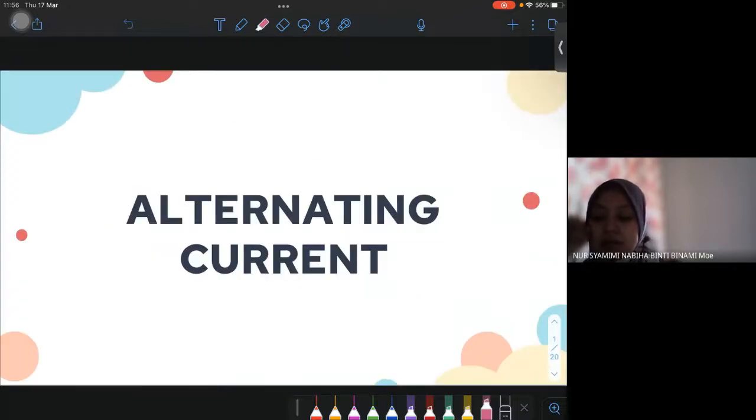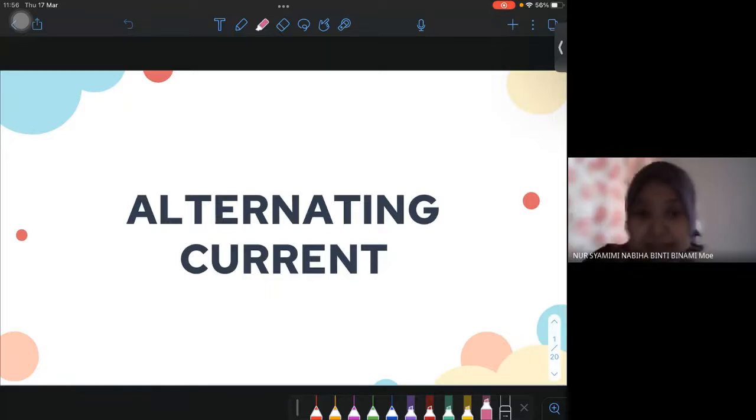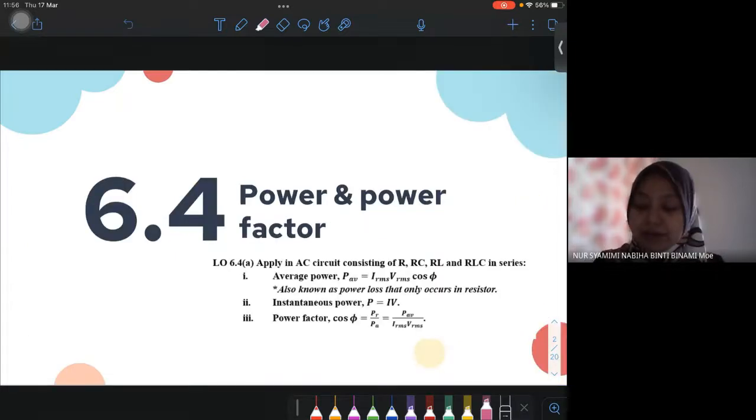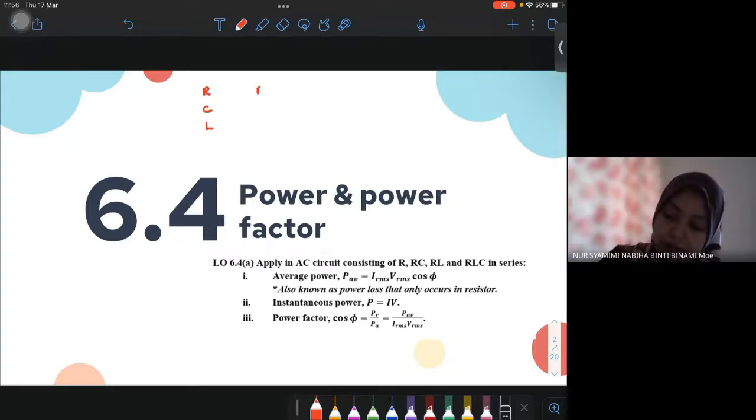Okay, boleh sambung. So, ini subtopik yang terakhir, 6.4 dalam chapter 6. Alright. So, 6.4 kita akan belajar power and power factor. Okay, so dia juga dengan 6 circuit yang kita dah buat tadi, which is kita ada circuit pure R, pure C, pure L, RC, RL dan RLC circuit. So dalam ke-6 circuit ini dia akan ada power dan power factor dia tersendiri.